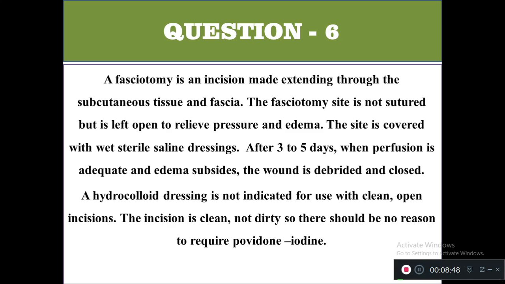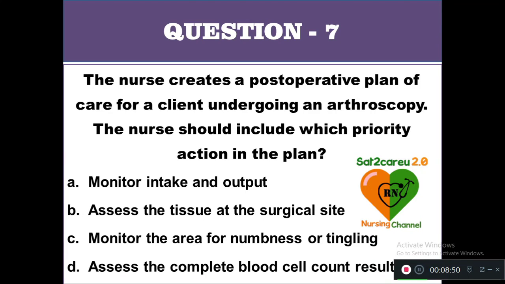Question number 7. The nurse creates a postoperative plan of care for a client undergoing an arthroscopy. The nurse should include which priority action in the plan? Option A: monitor intake and output. B: assess the tissue at surgical site. C: monitor the area for numbness or tingling. D: assess the complete blood count result.